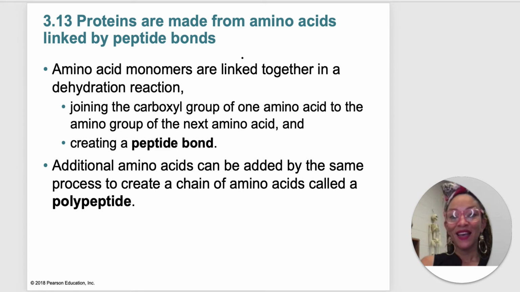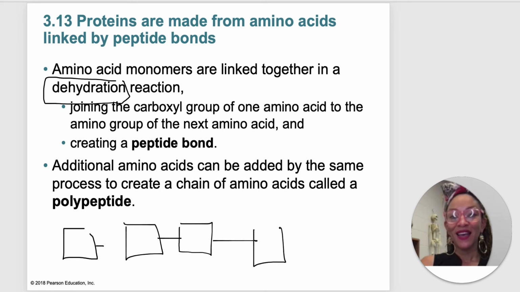So amino acids are linked together by dehydration reactions, just like what we talked about with those different carbohydrates, same thing. So with dehydration, we are losing a water molecule. So what happens is that we're joining the carboxyl group of one amino acid to the amino group of the next amino acid, and therefore creating a peptide bond. Okay, so one right here, and we have little side chains. I'll show you a better picture in a second, but just look at these different amino acids bound together. We get that polypeptide, and for each peptide bond that's formed, we're going to lose a water molecule.